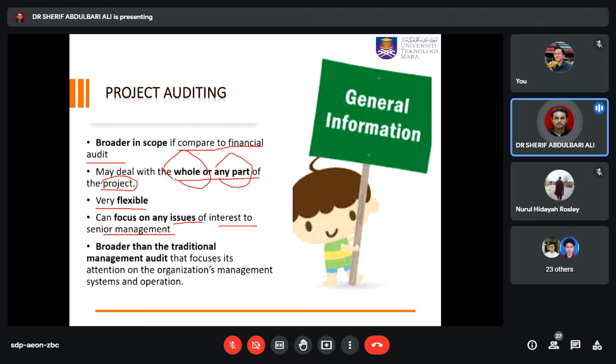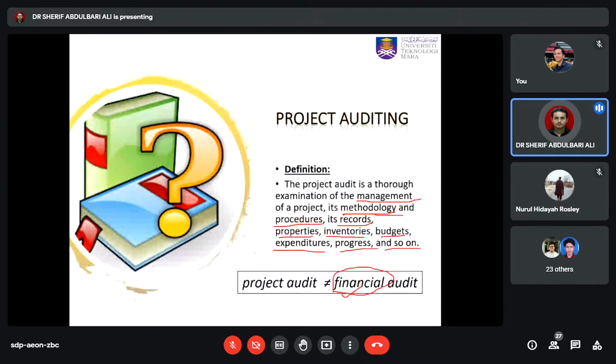And you need to differentiate between project auditing and traditional management audit. Traditional management audit is focused only on the organization management and the system and operations. Project auditing, as I told you, is involved in the projects, looking for the management, methodology, procedures, records, properties, inventories, budgets, a lot of things.